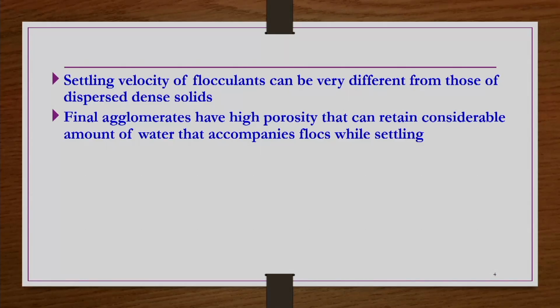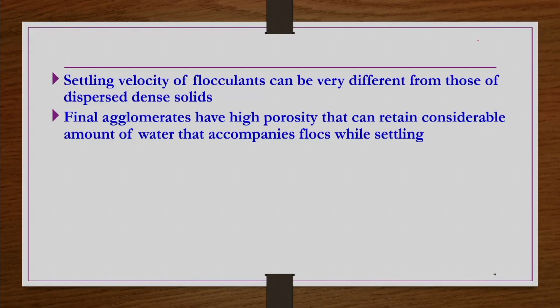That is the reason the settling velocity of flocculants is in general very different from those of dispersed dense solids. Dispersed dense solids are individual, bigger particles that may not have any kind of porous structure. Obviously, when we say dense particles, they do not have a porous structure, so they can settle quite a bit faster.